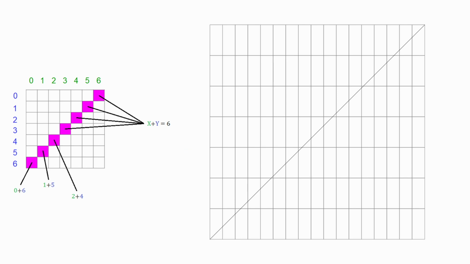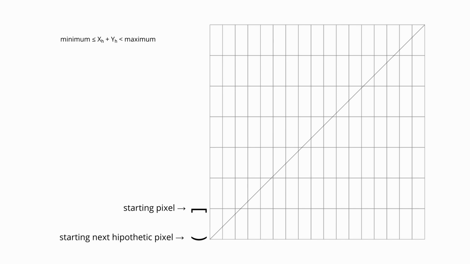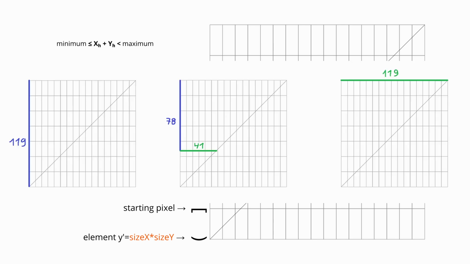The constant I mentioned, this one, now becomes a value range, not a single number. So xy belongs to the line if the sum of x and y coordinates is greater than a minimum value and less than a maximum value. These minimum and maximum values correspond to the start of the hypothetical pixel being evaluated and the start of the next hypothetical pixel. The maximum value is a value that's never actually reached. It's size x times size y, the untouchable 119 of before.